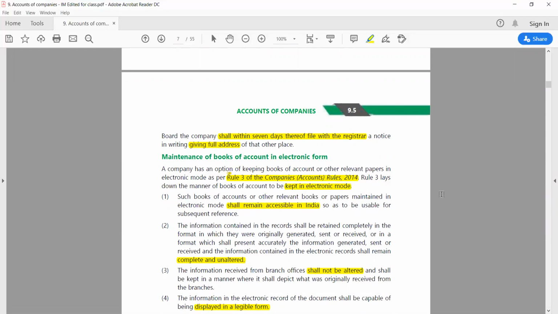So remember, rule 3 will come in accounts also, and rule 3 will come in dividend also. You can go and quickly check back in your dividend chapter to see what rule number 3 is. There also we told that rule number 3 is very important.